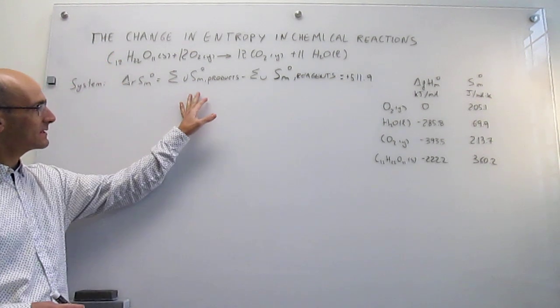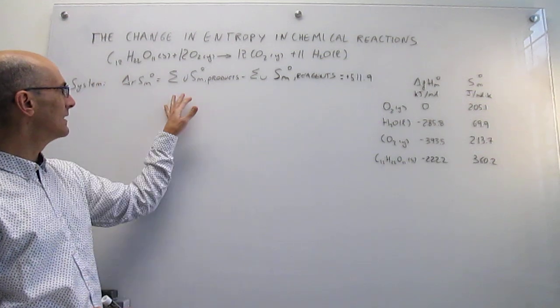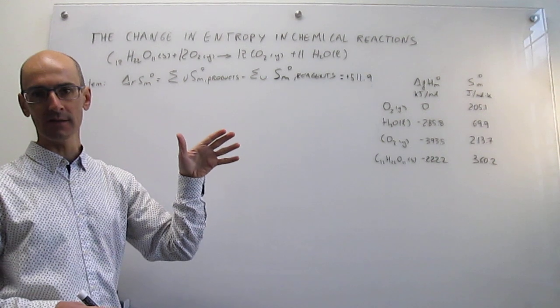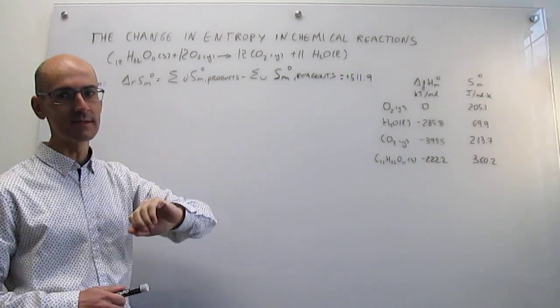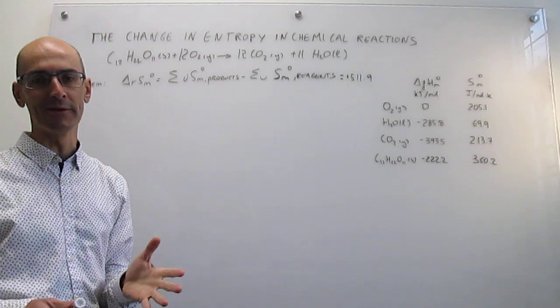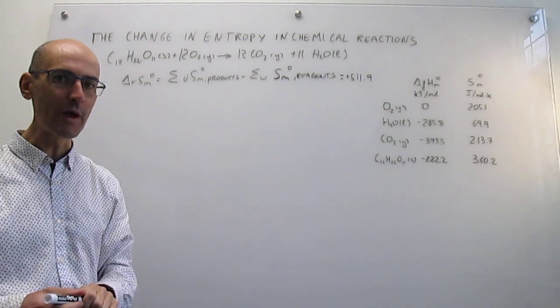Alright, so again, for the system, we already know how to proceed. This is simply going to be the sum of the molar entropies of products multiplied by their stoichiometric coefficients minus the sum of the absolute molar entropies of reagents multiplied by the stoichiometric coefficients. Okay, what about the surroundings?